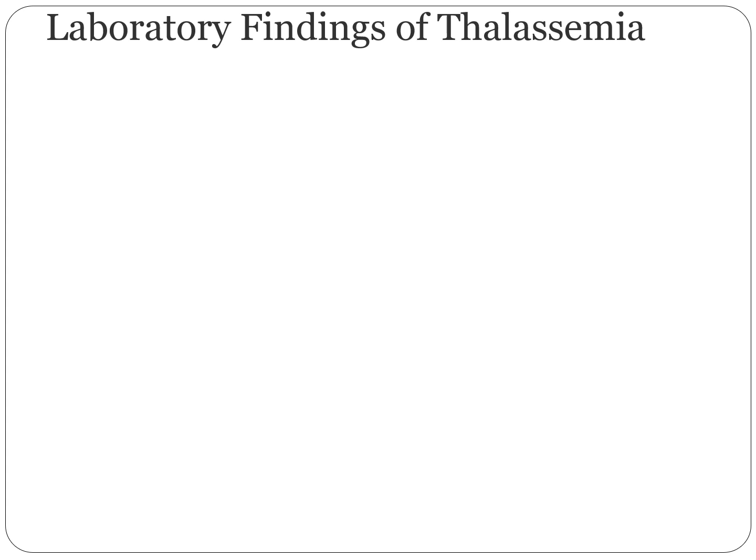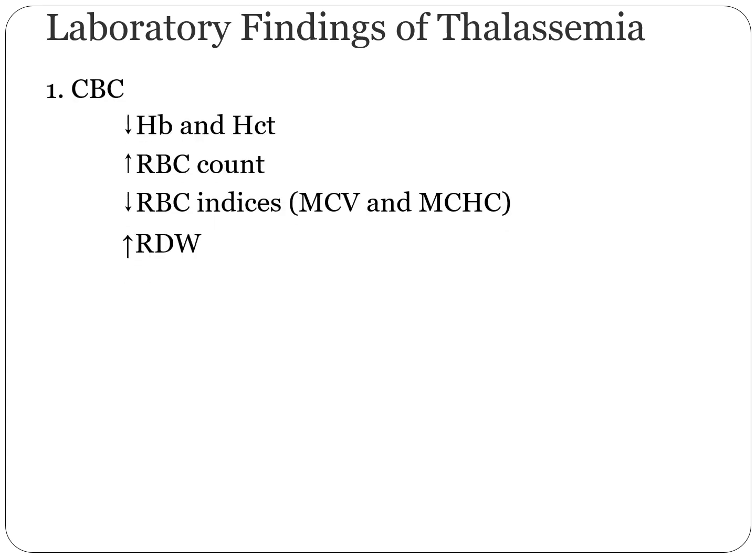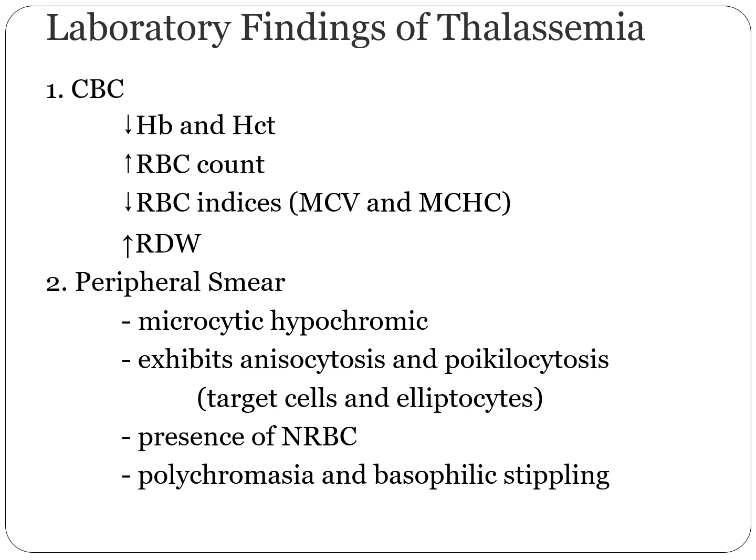Laboratory findings for thalassemia. Okay, so we have the CBC in which hemoglobin and hematocrit would be decreased. RBC count would be increased. There would be decreased RBC indices and an increase of RDW. RDW is the degree of anisocytosis. For the peripheral smear, we have the microcytic hypochromic type, exhibiting anisocytosis, so size and shape would vary. The presence of nucleated red blood cells, polychromasia, and basophilic stippling.